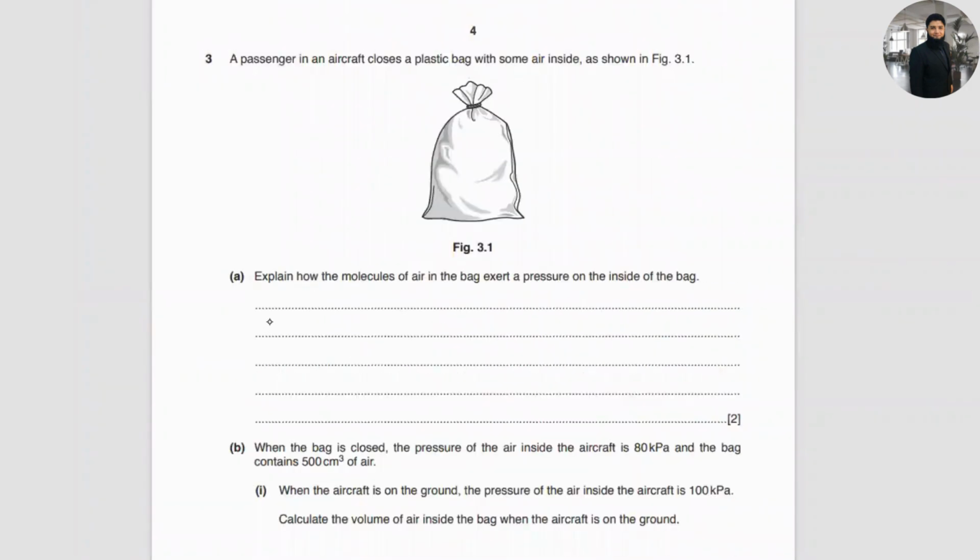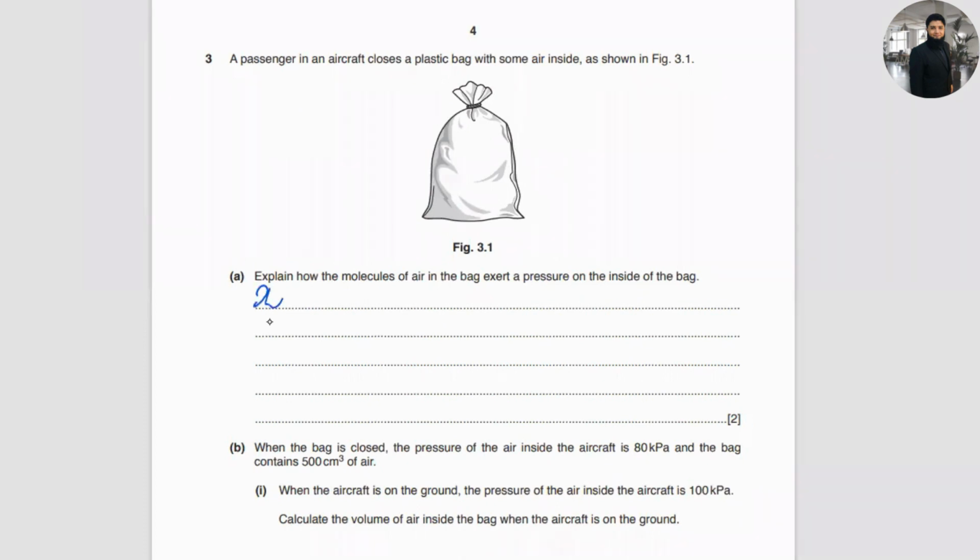A passenger in an aircraft closes a plastic bag with some air inside as shown in figure 3.1. Explain how the molecules of air in the bag exert a pressure on the inside of the bag. Obviously the molecules that are inside the bag will exert force and hit the wall of the plastic bag, right? Which produces pressure inside it, right?